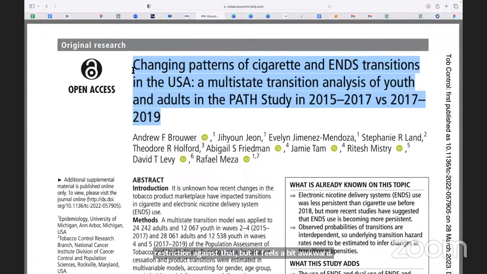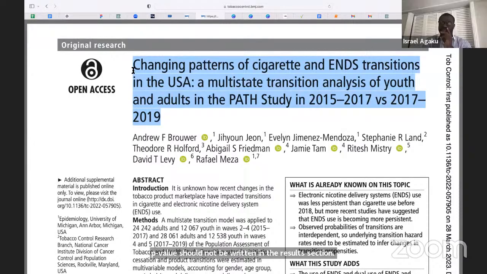Thanks for the fantastic session. P-value should not be written in the results section, then in which part of the manuscript should it appear? No, we never said p-value should not be written in the results. We said you should not have a paper that reports only p-values. There's a distinction between that.